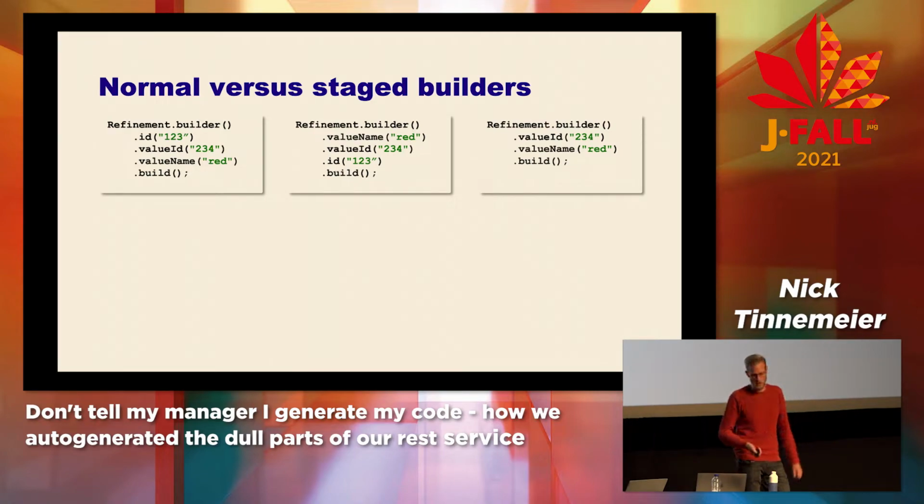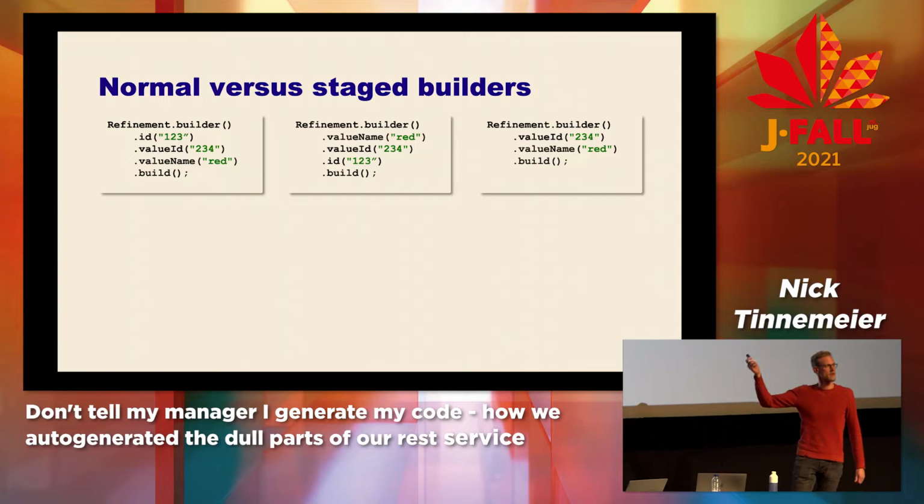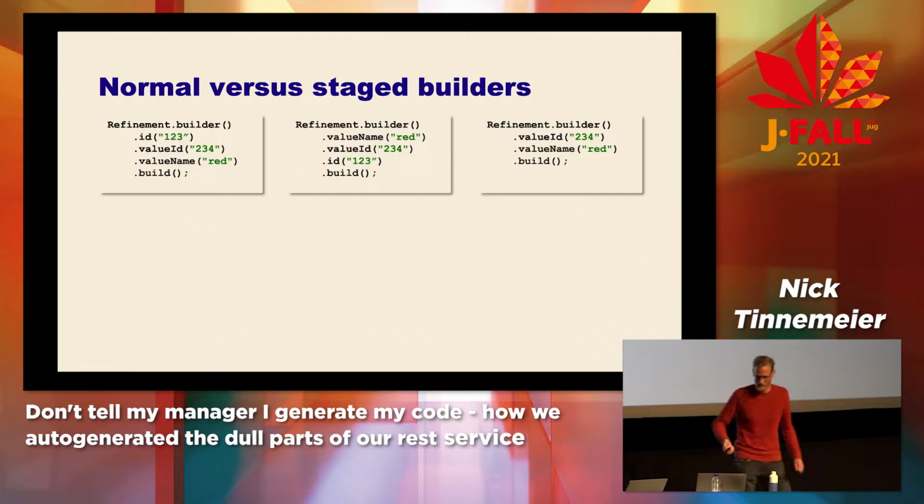Now when it comes to builders, there are actually two types of builders. We have normal builders and we have staged builders. So is this actually readable? In the back, yeah? Cool, nice. So here you have 3 examples of a builder. The first one is exactly the same as I used on the previous slide. The second one is almost the same, but now I switch the order of the fields around. And in the third example, I forget to set the ID. So let's assume the ID is actually a mandatory field.